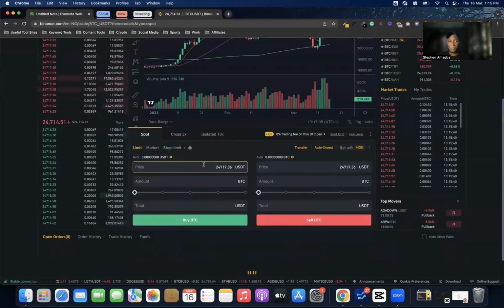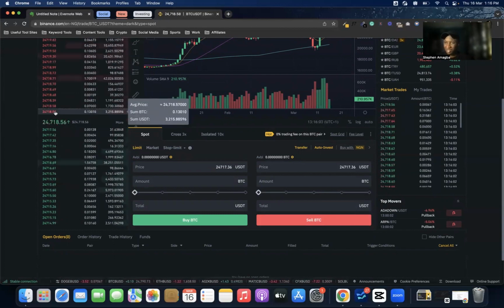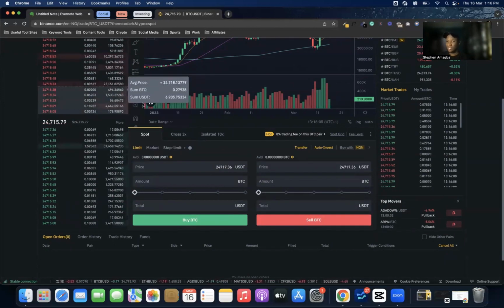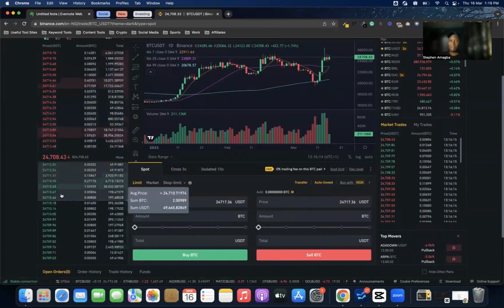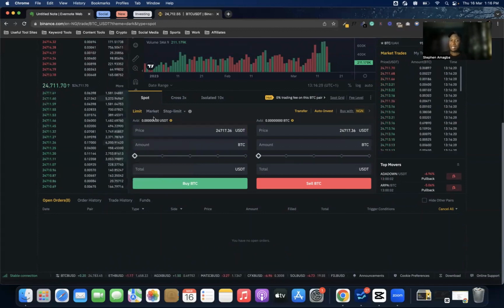Now on the spot market, you have limit orders, market orders, and stop limit orders. The limit order is for when, let's say, price is currently at 24.7, but I don't want to buy at this price. I want to buy Bitcoin at something lower, let's say 23K instead of 24K or thereabout. So I can set a limit order for 23K, and my order is going to appear on the buy side for 23K. That's a limit order.